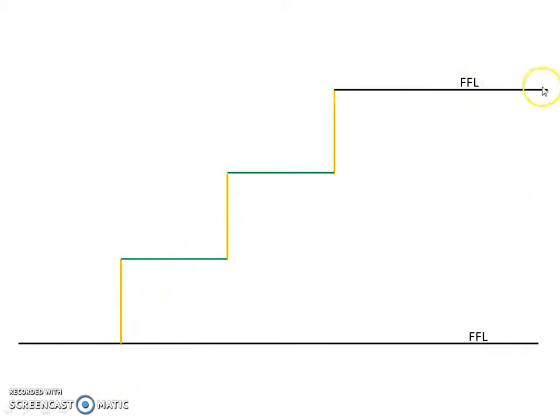These two horizontal lines are our finished floor levels. Every time a stair goes up vertically, that's called a rise, and every time it goes across horizontally, that's called a going. So you'll notice in this set of stairs, we've got 3 rises, but we've only got 2 goings, and that's common to all flights of steps. You always have 1 less going than you do rises in a single flight.